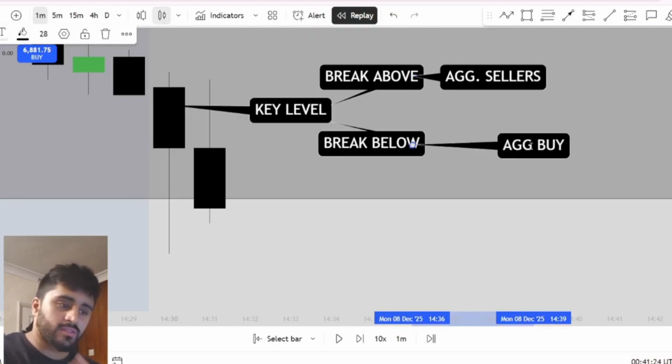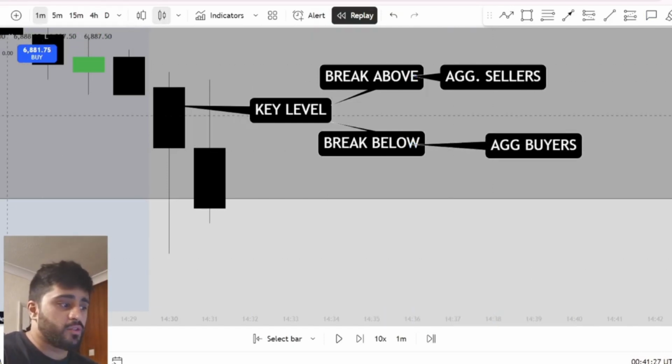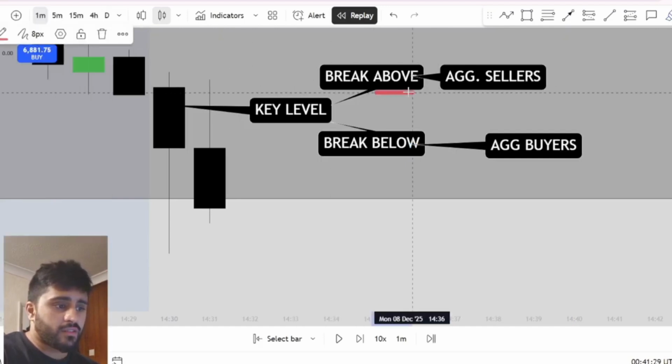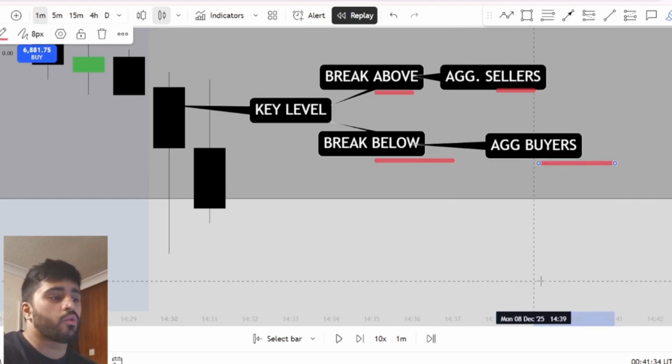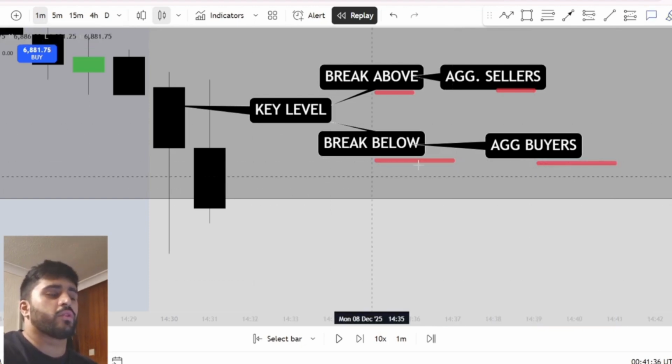And notice how it's sort of the opposite here. So what we're looking at is if you break above, you're actually looking for sellers, right? And if you break below, you're actually looking for buyers. And this is the whole concept of order flow. This is how order flow works.